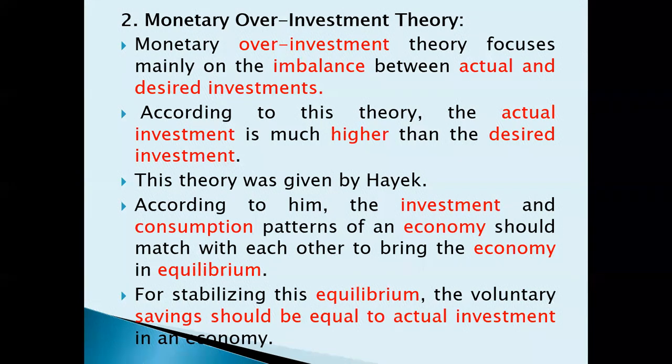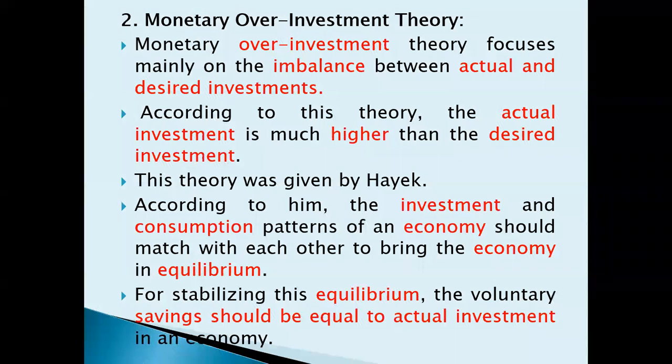Okay, for stabilizing the equilibrium, the voluntary saving should be equal to actual investment in the economy. तो एक्चुअल सेविंग जो होता है लोगों को, वॉलंटरली सेविंग, वो बढ़ाना चाहिए. और वो कितना होना चाहिए, एक्चुअल इन्वेस्टमेंट कंट्री इकोनॉमी में कितना इन्वेस्टमेंट हम लोगों को एक्चुअल लगता है, और उसके साथ वो मैच होना चाहिए, तभी जाके that actual investment will also affect the business cycle. So this is the second theory, monetary over investment.